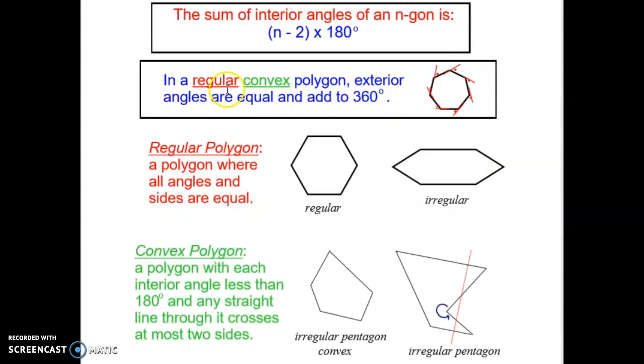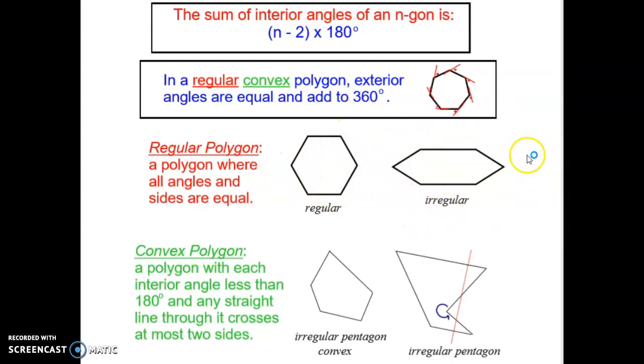So I'm just going to go back and review these words here, regular and convex. Regular, again, is a polygon where all angles and sides are equal. So here you can see I've got a 6-sided polygon. All sides are equal in length. All interior angles are also equal.